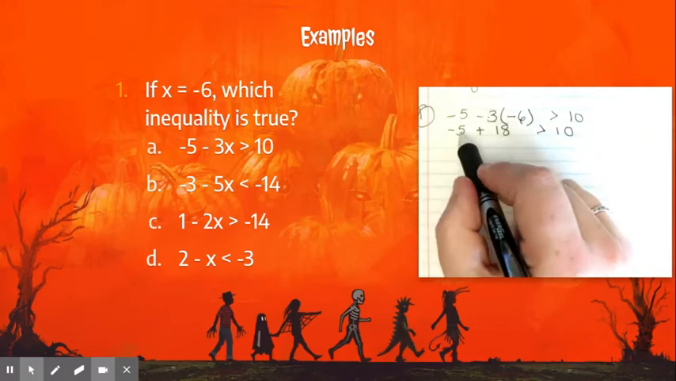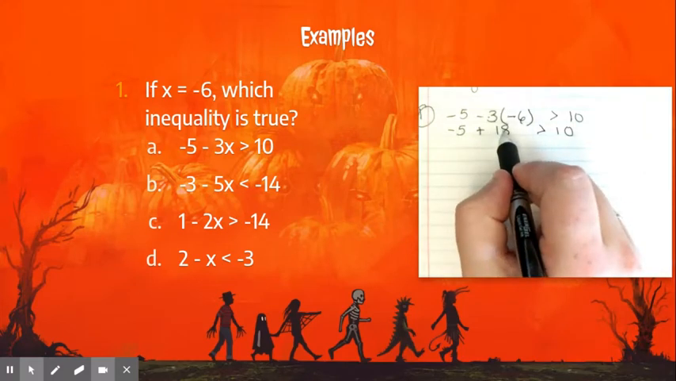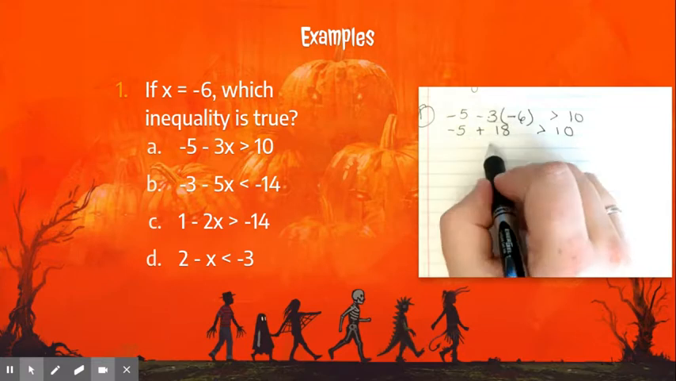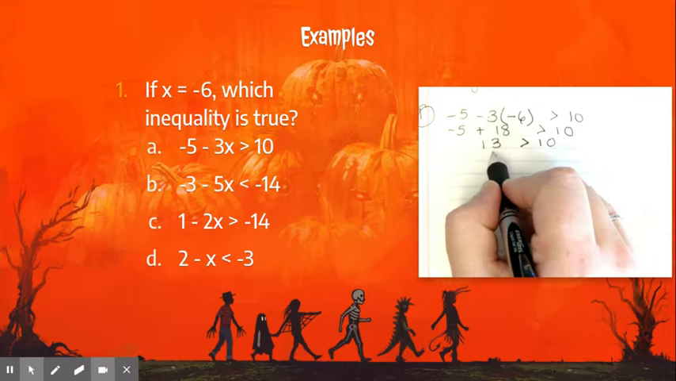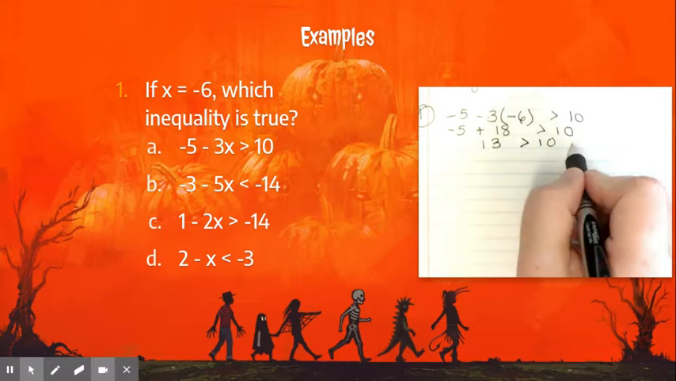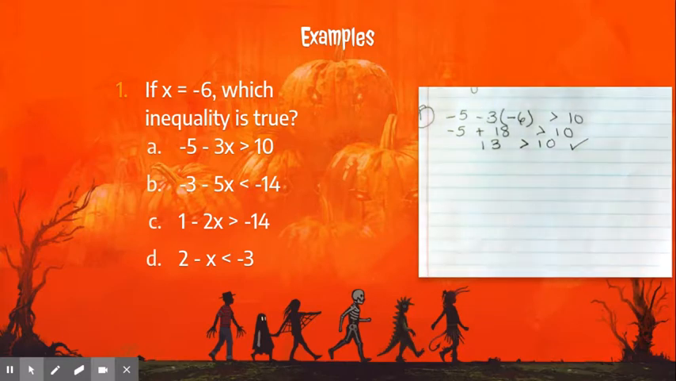Okay, and then let's keep going. -5 plus 18. Since one's negative and one's positive, we're going to subtract them. 18 minus 5, which gives me 13. 13 is greater than 10. Is that true? 13 is bigger than 10, right? So that's true. So I know my answer to this one is A. I didn't have to go very far. My answer was A.